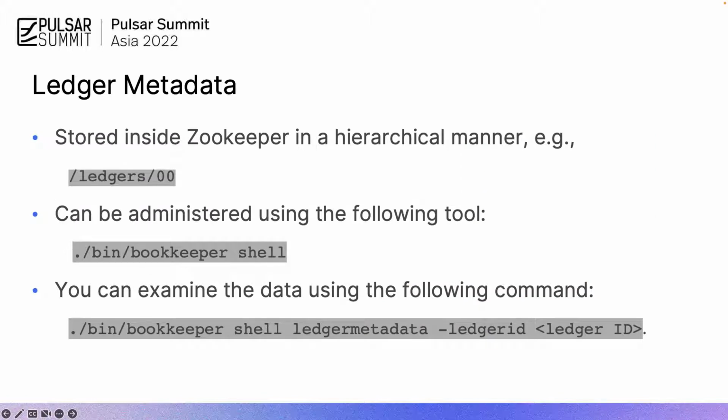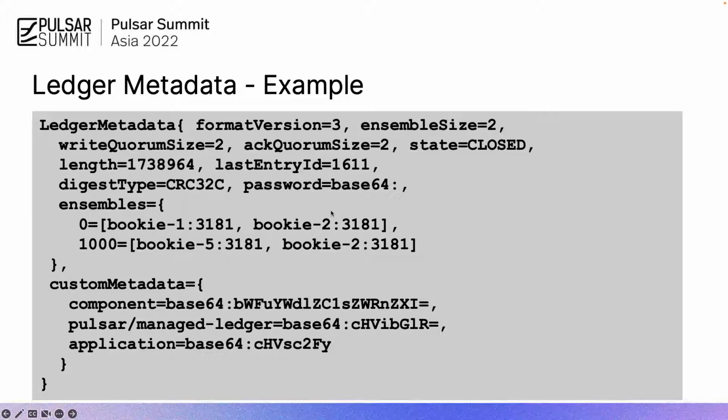Again, this information is stored inside BookKeeper in a hierarchical manner, but this time it is numerically numbered and has no relationship to tenants, namespaces, and topics, as that overlay is handled entirely inside the managed ledger. They're strictly numeric at this point. Pulsar also includes a tool known as the BookKeeper shell, which allows you to administer this data, and you can retrieve the metadata using the command shown here by specifying a ledger ID. If you were to enter this command, you might see some data that looks something like this.